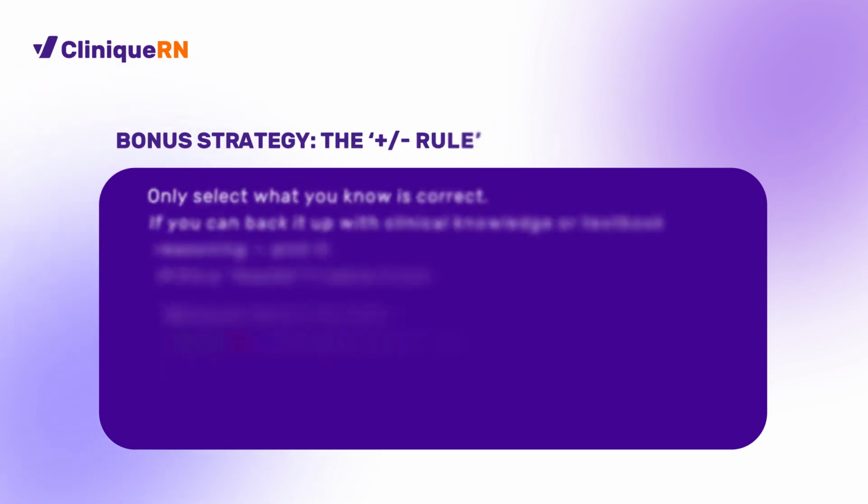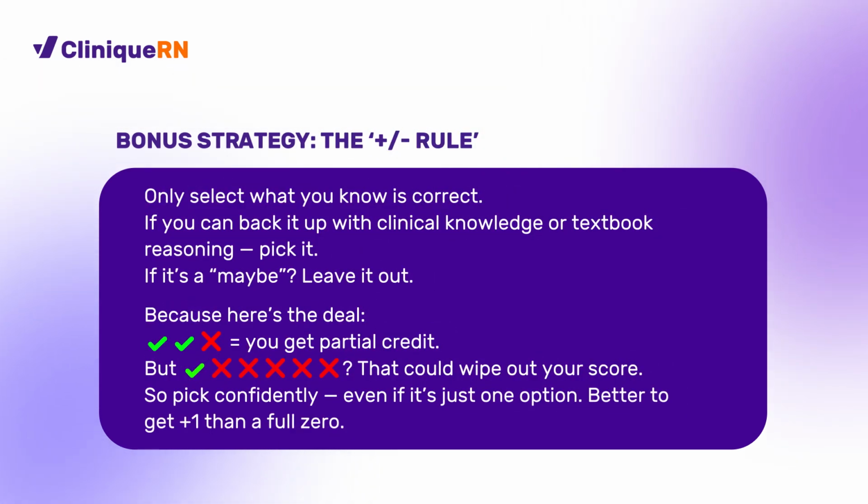Bonus strategy. The plus or minus rule. Only select what you know is correct. If you can back it up with clinical knowledge or textbook reasoning, pick it. If it's a maybe, leave it out. Because here's the deal. 2 correct and 1 wrong means you get partial credit. But 1 correct and 5 wrongs, that could wipe out your score. So pick confidently, even if it's just one option. Better to get +1 than a full 0.